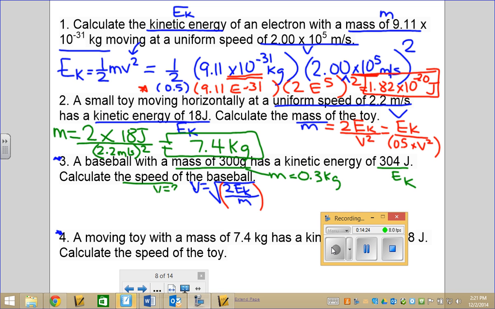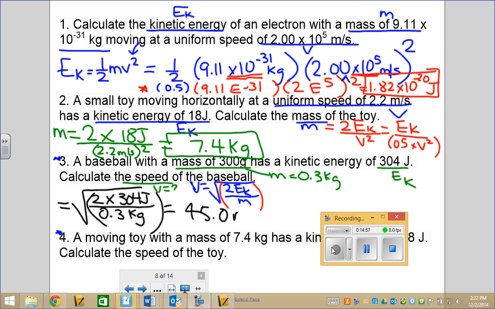So there's my formula that I'm going to use. If I'd like to calculate the speed then, I will do the square root of 2 times 304 joules divided by 0.3 kilograms. So again, don't forget, make sure if your calculator doesn't start one, you start an open bracket and that whole calculation happens inside. Let me just write down the answer. It's 45 meters per second. See if you can get that answer. If you can, you've typed it in properly.